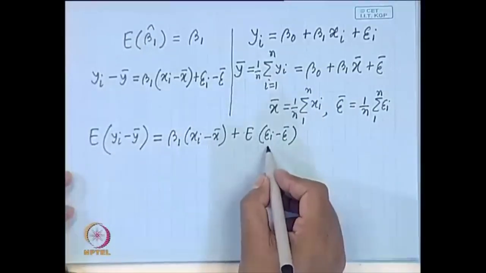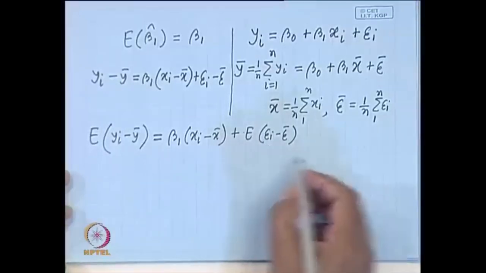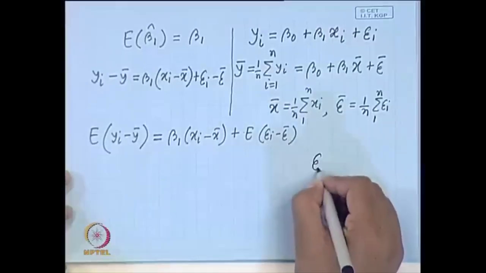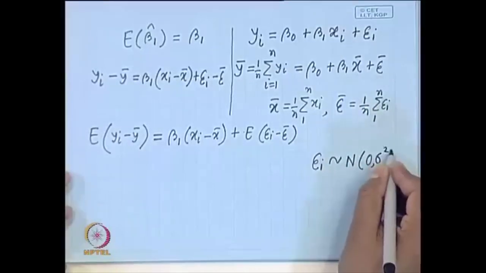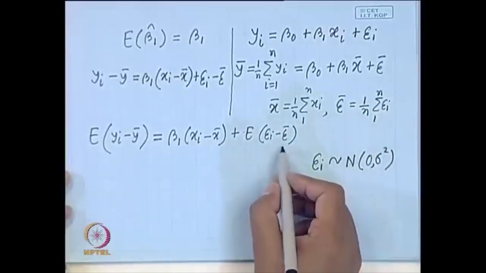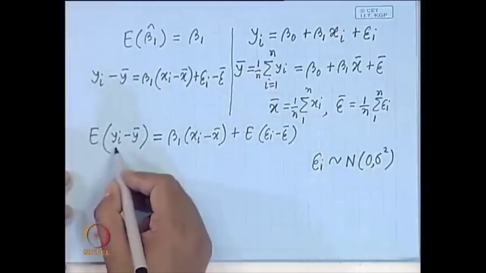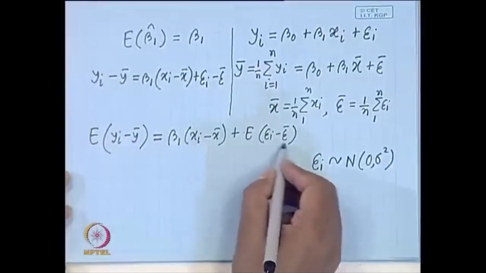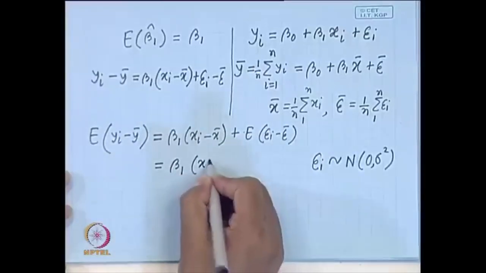Now, epsilon i is the random error, which is a random variable, and we assumed that epsilon i follows normal 0, sigma square. So, the expected value of epsilon i is equal to 0, and similarly, the expected value of epsilon bar is also equal to 0. So, the expected value of y i minus y bar, this term is going to be 0, is equal to beta 1 into x i minus x bar.